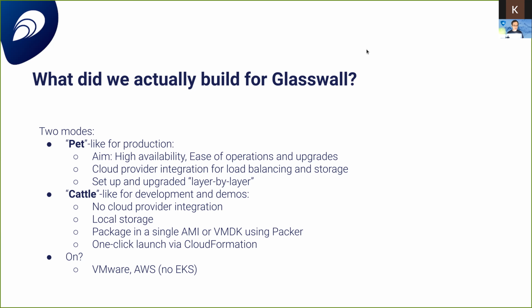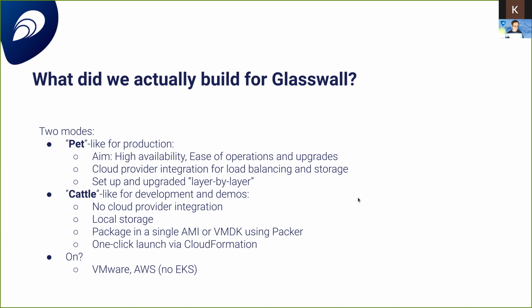And we had both of these deployments available. So we had the pet-like production deployment, which was aiming for high availability and ease of operations and upgrades. In this case, it made a lot more sense to have a cloud provider integration and to use load balancer and storage from the underlying cloud provider, in order to make sure that you are piggybacking on the information security and information availability features of the underlying cloud provider. And this would be set up and upgraded pretty much layer by layer, as I showed in the previous diagram.